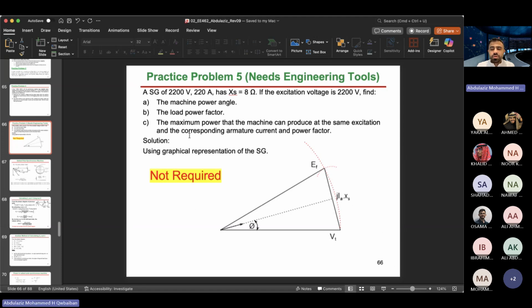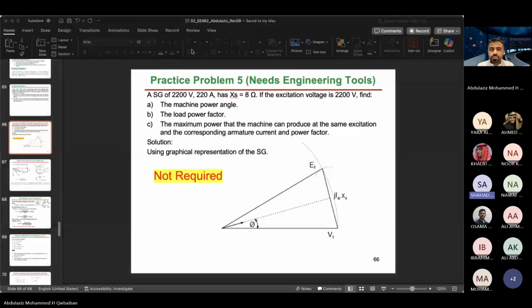Let me begin with, can you see the screen? Yes or no? Yes, we see it. Okay, how about this one? Do you still see it?